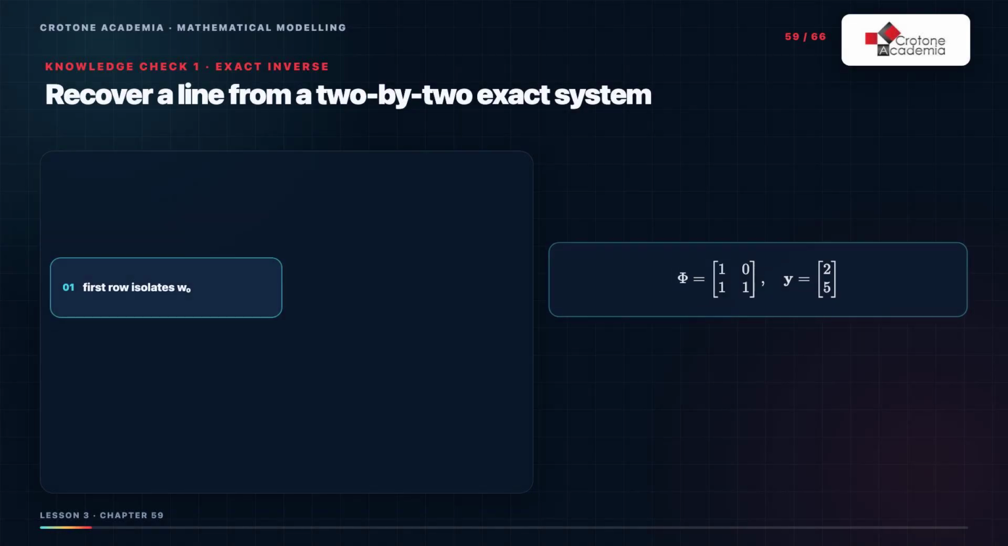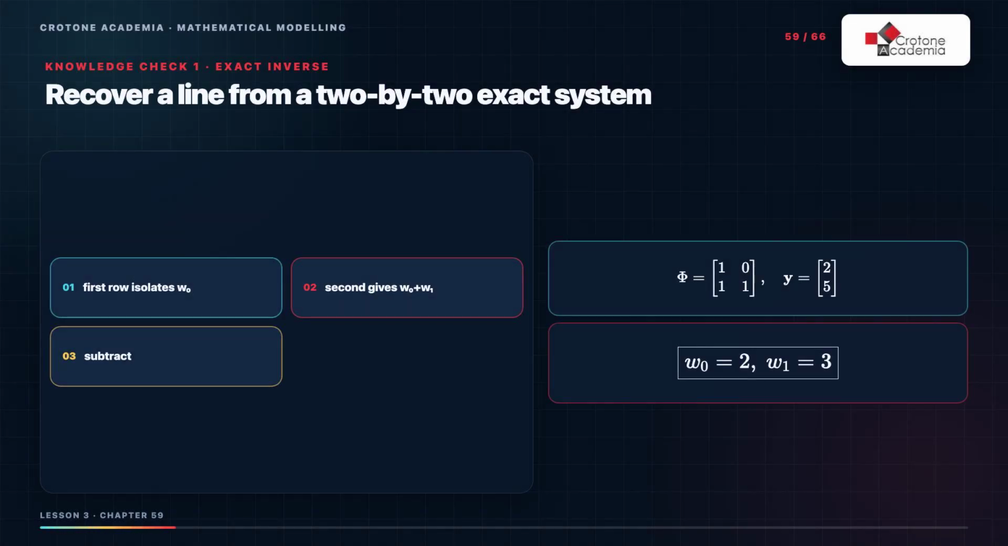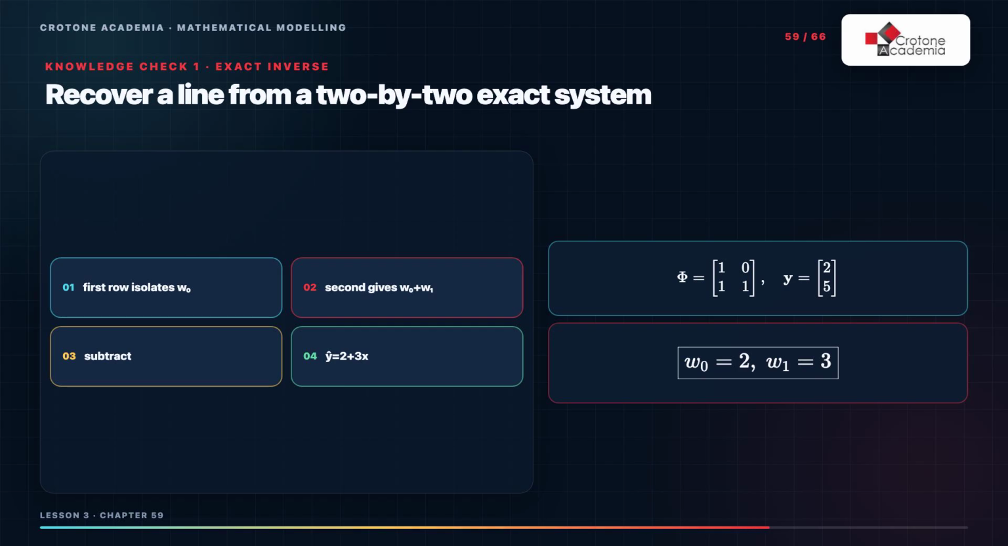Pause for the first check. Phi has rows 1, 0 and 1, 1. Y is 2, 5. What are the weights? The first row gives W0 equals 2. The second gives W0 plus W1 equals 5, so W1 equals 3. The exact model is y hat equals 2 plus 3x.